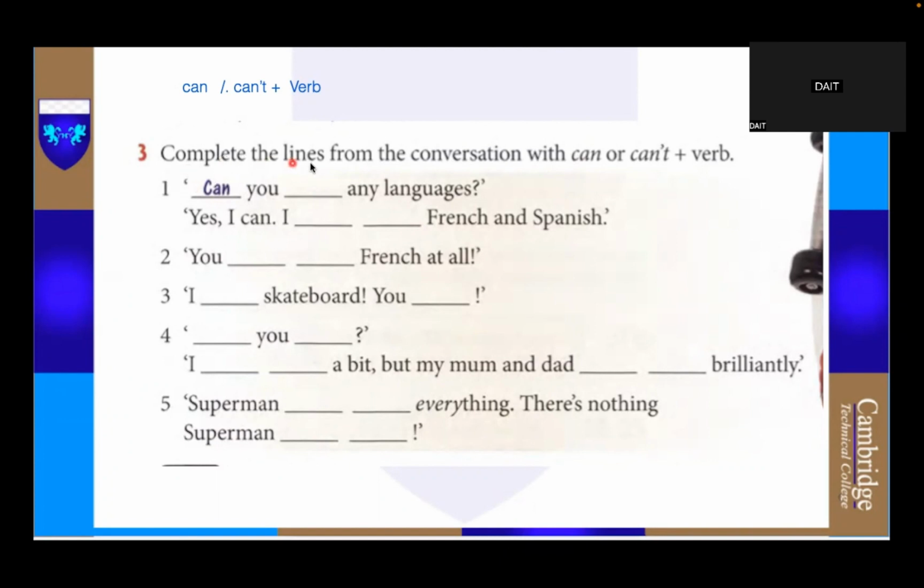Complete the lines from the conversation with can or can't plus verb. So, can you something any languages? I'll give you a few minutes. Try to find the correct verbs to put here. First, choose can or can't. Then try to find out which verb is the correct one.